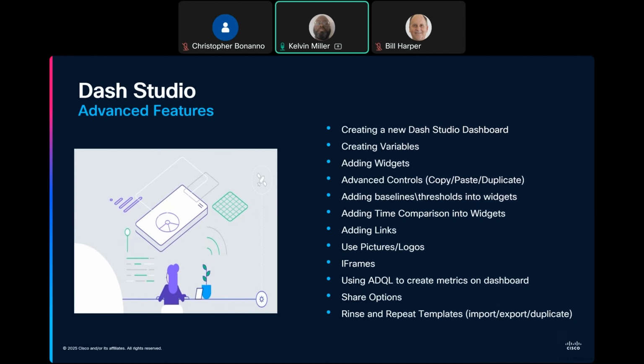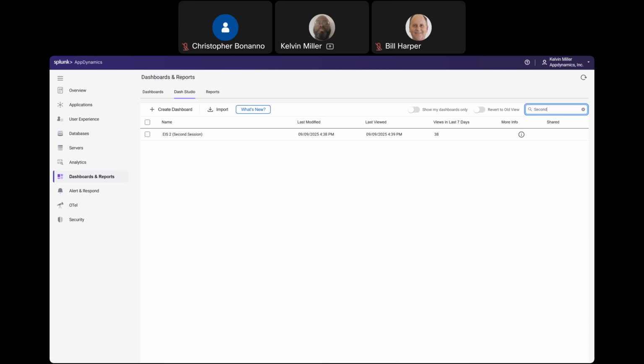So I'm going to go back over to my controller. I'm going to Dash Studio, which you'll notice is the second tab, and I'm going to double click. Just to also show you, there is also a button here where you can only see your dashboards. So if it's a large group of dashboards and you want to filter out just the dashboards that you created, you can turn this on and it'll only show your dashboards.